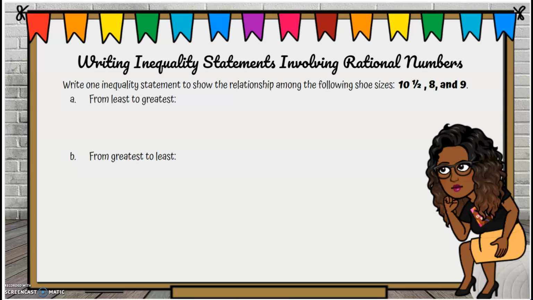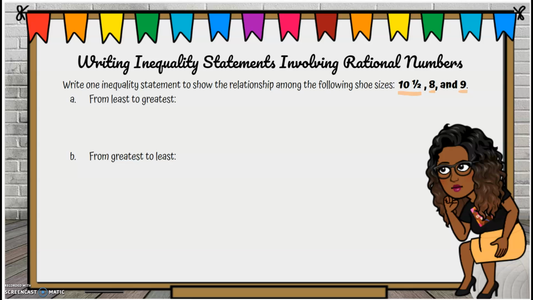So now we're going to practice writing inequality statements involving rational numbers. The directions say to write one inequality statement to show the relationship among the following shoe sizes: 10.5, 8, and 9. Part A says from least to greatest, and part B says from greatest to least.